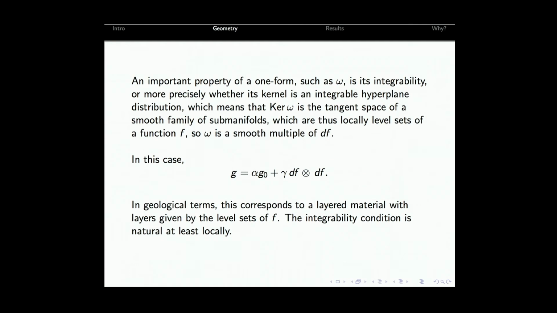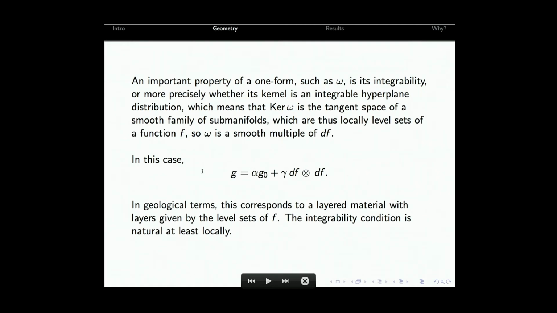So an important property of a one form, so a family of covectors, is its integrability, or rather the integrability of its null space. So it varies in some crazy ways. In general, it's completely crazy. But you can ask whether this two-dimensional hyperplane distribution, or plane distribution in this case, is really the tangent space of some smooth family of submanifolds, which are just then level sets of some function f. And so then omega is a multiple of df. And if so, then of course G has this form. All I did is substitute df and change the constant in front.